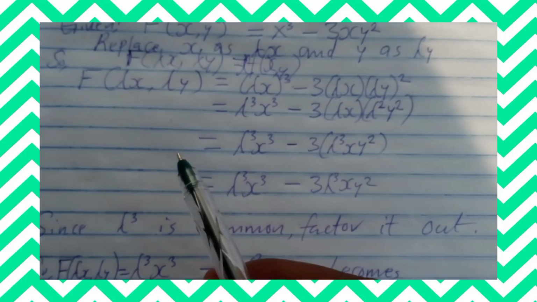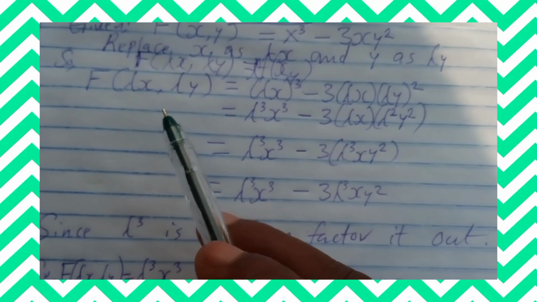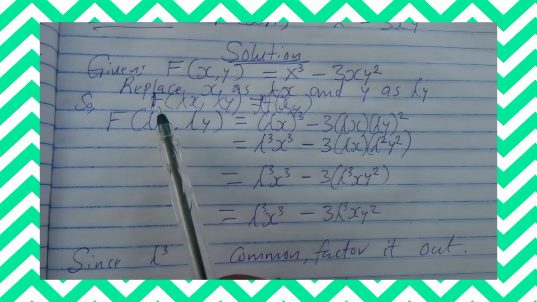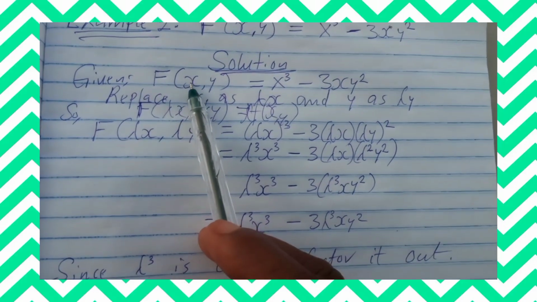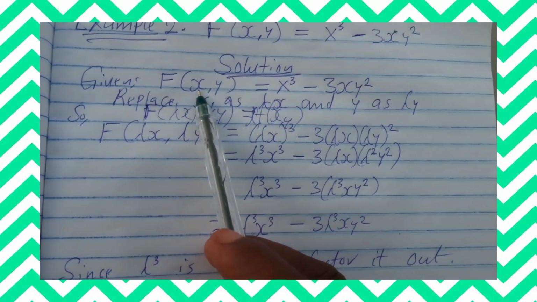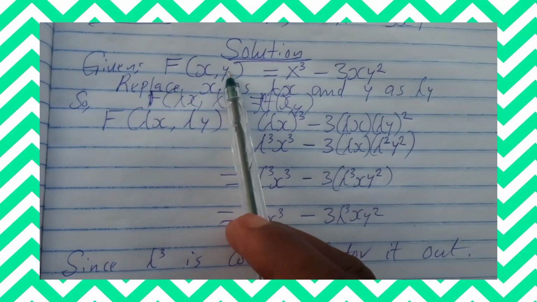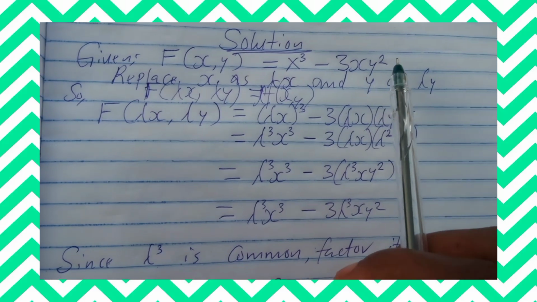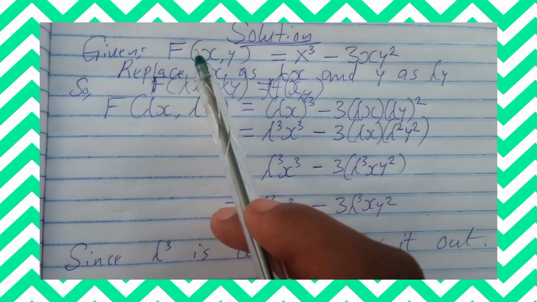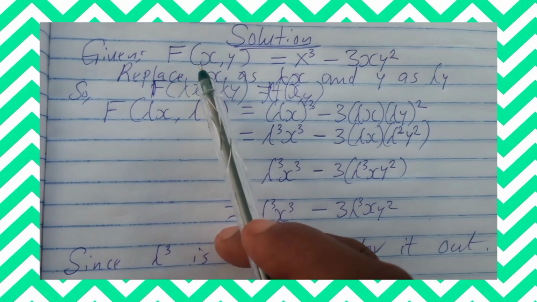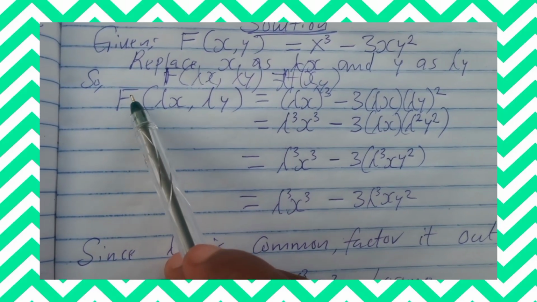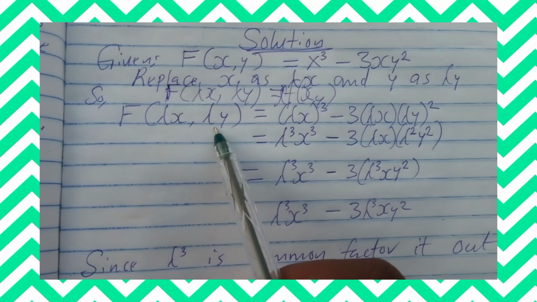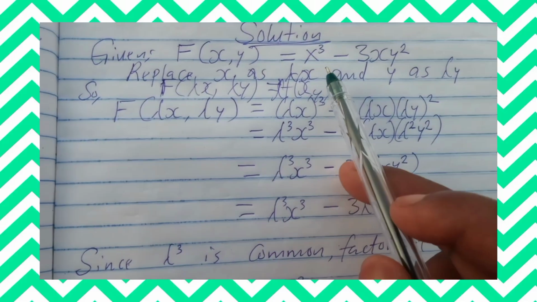So in this case, we substitute λx in place of x, and λy in place of y. Anywhere we see x, we substitute λx, and anywhere we see y, we substitute λy. So instead of f bracket x comma y, we have f bracket λx, where this λx replaces x, and this λy replaces y, equals, here we have our x here.